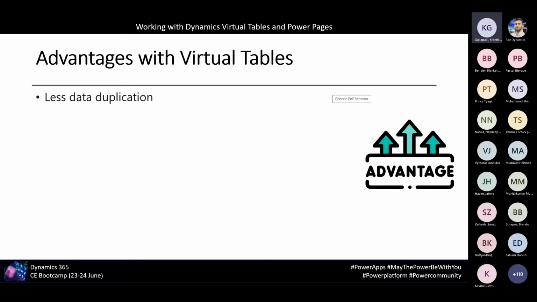Yeah, the first thing is less data duplication, as whatever we just discussed. We will not have the data in the external system and also have the data in our Dataverse. So there will be only one source of truth, that is the external source. Dataverse is just going to render the data from the external source. So there is no point of data duplication.